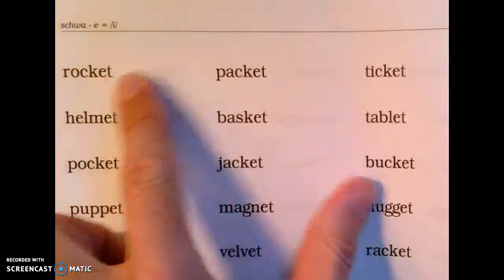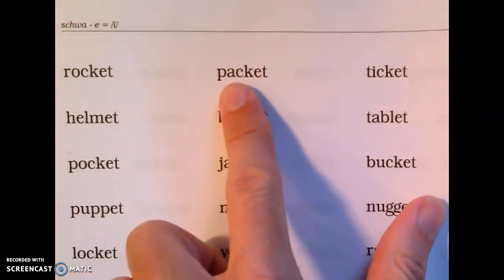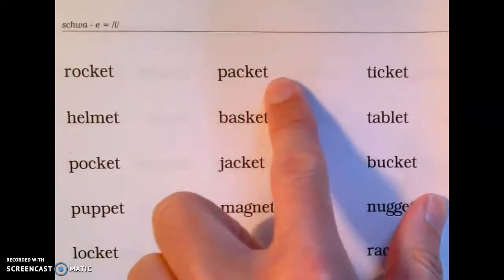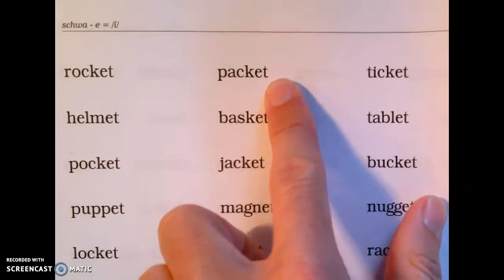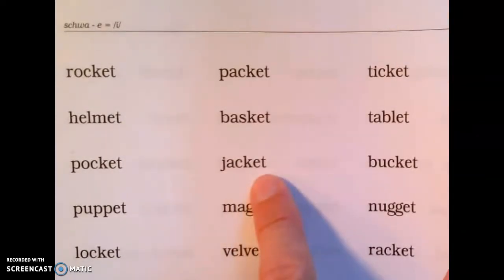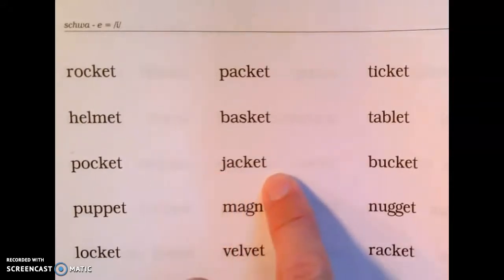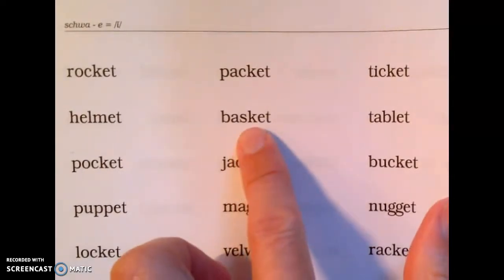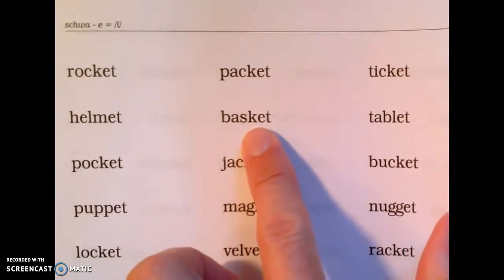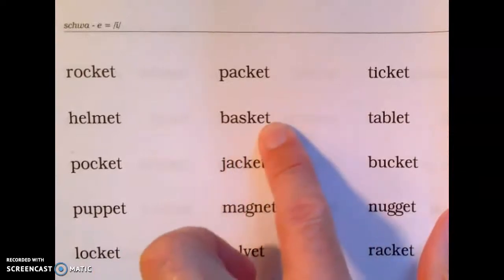I'd like you to try the next one over, very similar word. Packet. Jacket. Let's try a few words that have a different syllable division rule. 2 consonants between the vowels. You divide between them. Bas, ket. Basket.